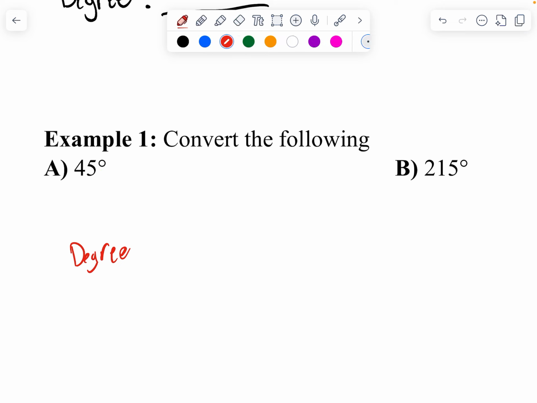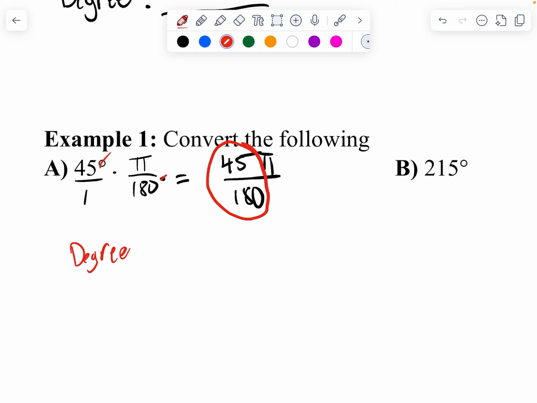So if we're looking at a degree, then multiply by pi over 180 degrees. Because then your degrees cancel and you're left with, technically, 45 pi over 180, because fractions multiply straight across. Simplify your fractions, right? For 45 and 180, the common number is 45. It goes into itself once, into 180 four times. So pi divided by 4, 1 pi, which is just pi, is your answer.